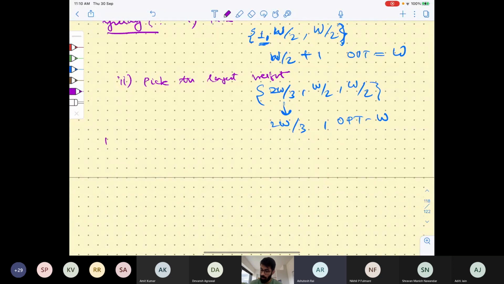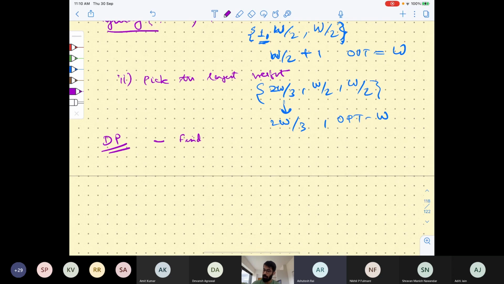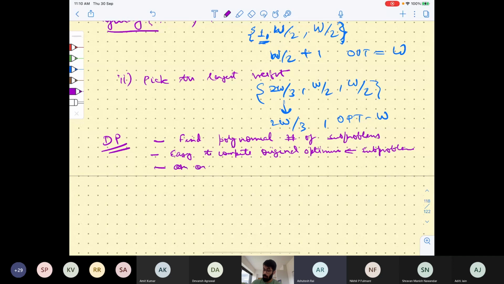So now let's try dynamic programming, right? As we had seen, there are steps that will be defined. First was to find some polynomial number of subproblems. Then it should be easy to compute the original optimum from the subproblems, and an ordering and recurrence on the subproblems.